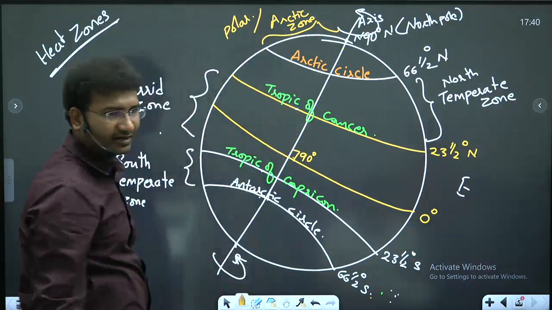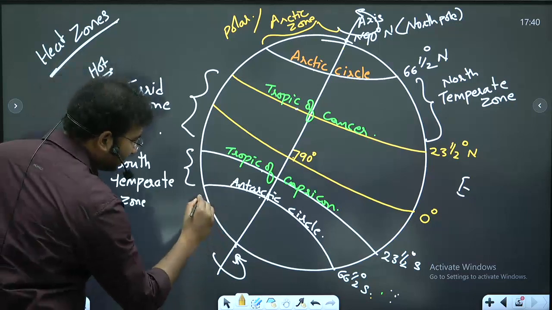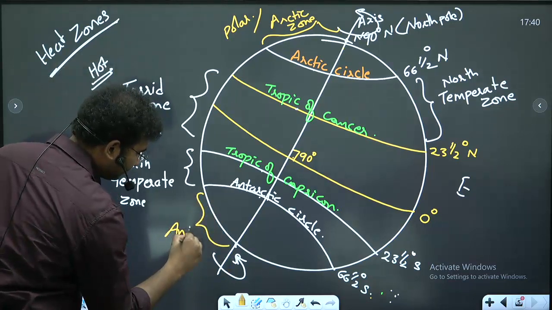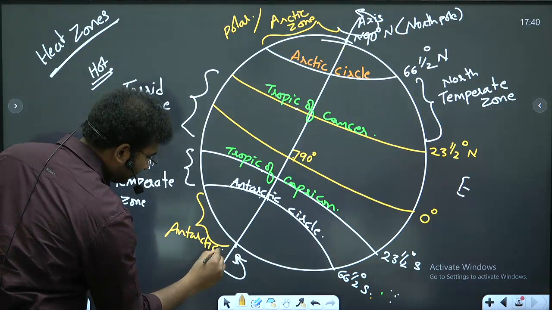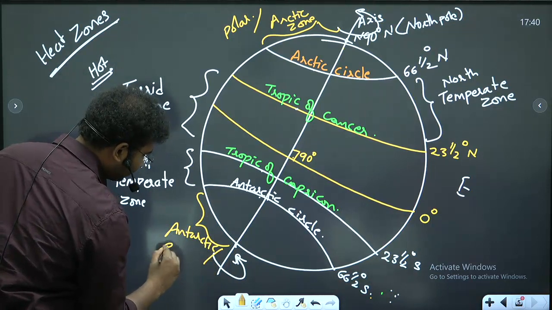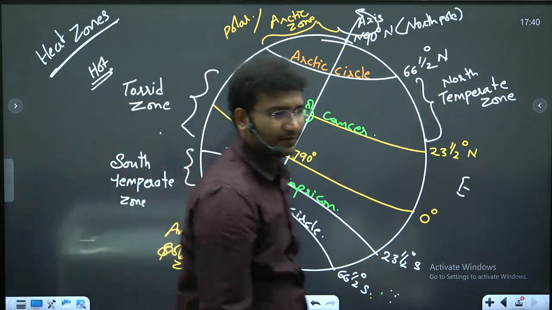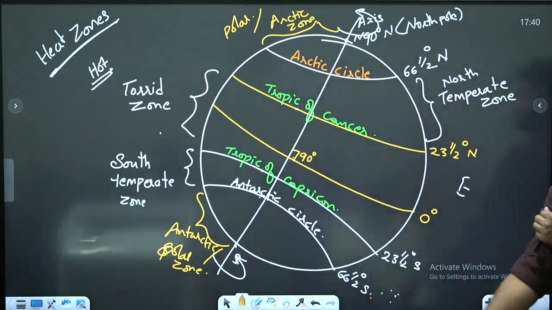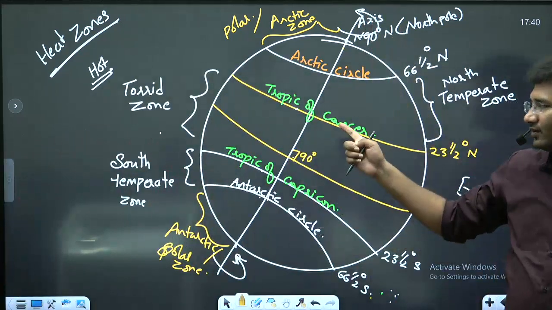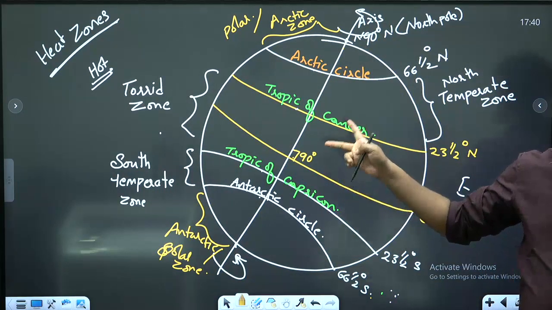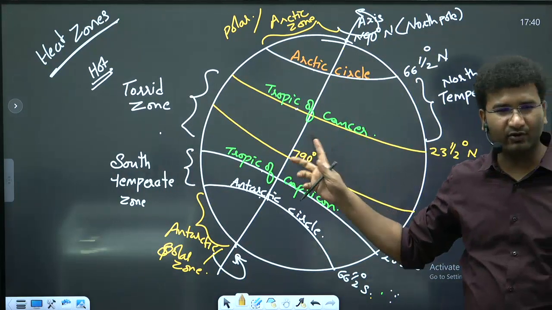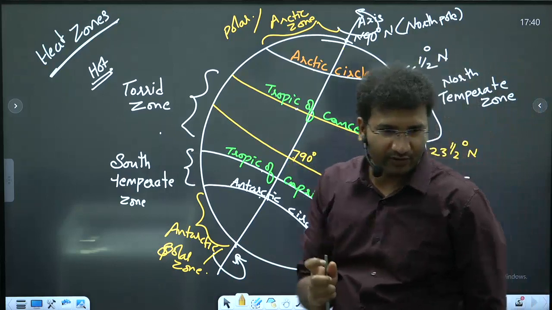Polar or Arctic zone, this is called Antarctic or polar zone. Right? So as compared to all the three zones, the area between the Tropic of Cancer and the Tropic of Capricorn will receive the highest amount of heat.